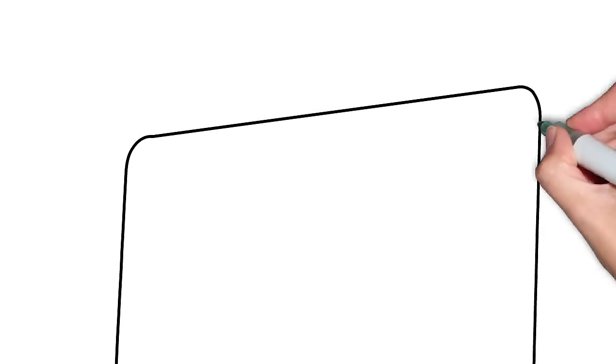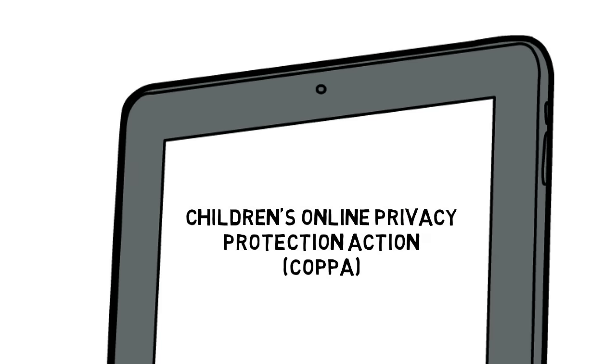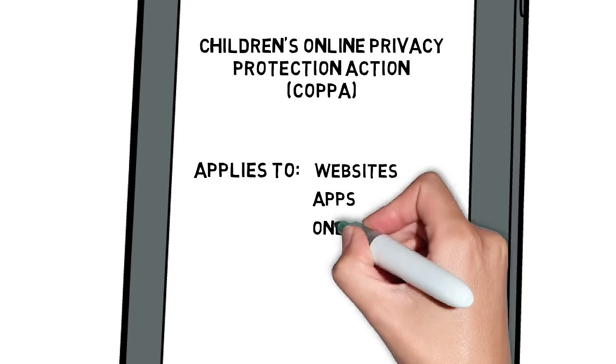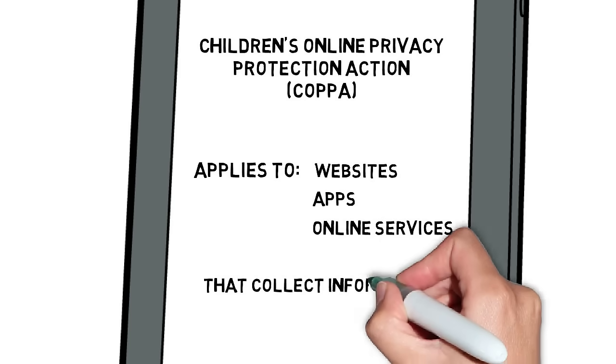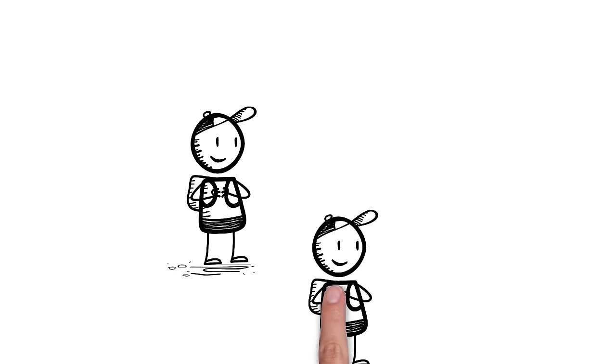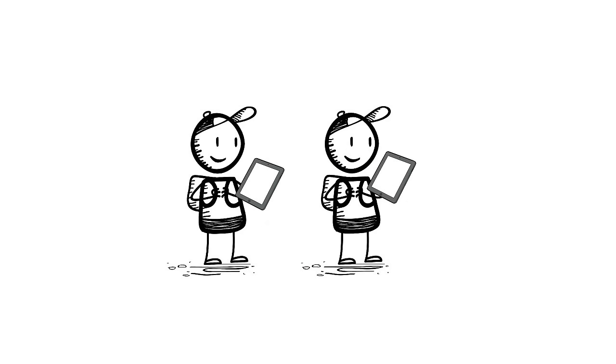FERPA isn't the only federal law in question. Let's briefly review a few others that might apply. Another law is the Children's Online Privacy Protection Act, or COPPA. It applies to websites, apps, and online services that collect information from children who are under the age of 13. COPPA requires verifiable parental consent prior to collecting personal information from children online. In some cases, like when a student must use a website or an app for school and there is no commercial purpose, COPPA allows schools to exercise consent on behalf of parents.